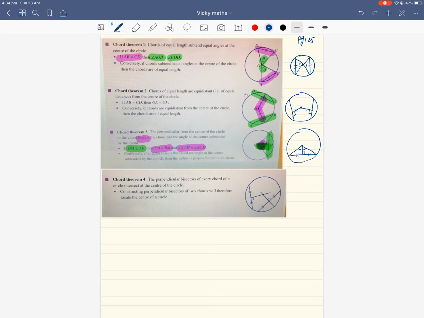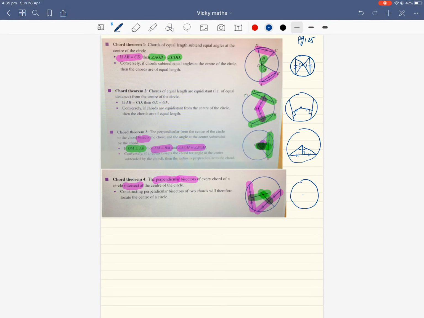Chord theorem number 4 says that the perpendicular, so again right angle, bisectors, so lines which are 90 degrees and cut in half every chord of a circle, meet back up or intersect at the center of the circle. So let's say I have a chord and I have another chord. I create some perpendicular bisectors. So I create a line which chops it in half and it's 90 degrees to the chord. Then I know that those two lines must meet at the center of the circle.